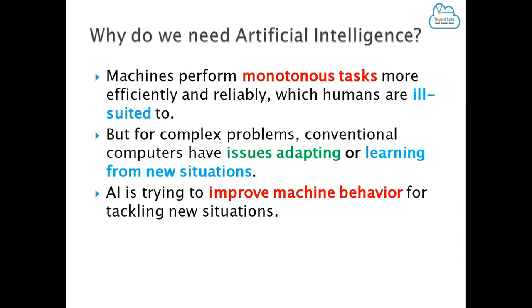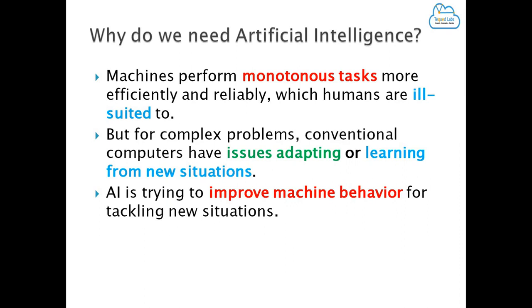But conventional machines or conventional computers cannot adapt to new situations. Whatever code is written, it will execute that code. If there is any new error arising, it will display an error, but it will not solve the problem. That is why artificial intelligence is required. So what artificial intelligence is trying to do is improve the machine behavior for tackling new situations.